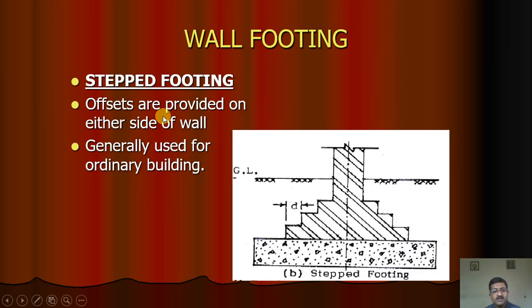Wall footing is further divided into stepped footing. Offsets are provided on either side of the wall, generally used for ordinary buildings. You can see the steps are provided here, which are offsets themselves. So the load coming on the foundation is distributed over more area. That is the main function of the foundation. The symbols are the same again. GL stands for the ground level here.